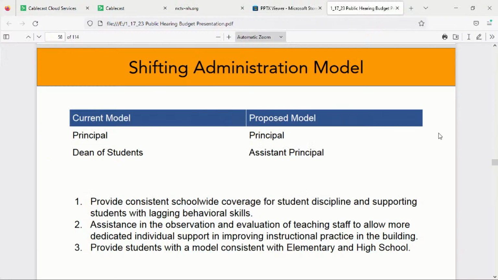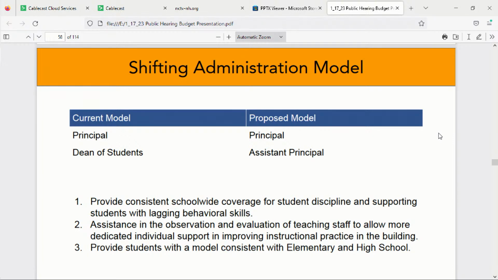And then, like we talked about before, shifting the administration model over to, one, provide a more fluent experience for the kids, but two, to help with the overall observation and evaluation of teaching staff, and provide school-wide coverage for student discipline and supporting students with lagging behavioral skills, which is a little bit of work in progress here at the middle school.